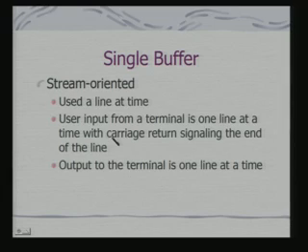Now, when it is stream oriented, different from block oriented, what happens? You use a line at a time. So, user input from a terminal is one line at a time, with a carriage return signaling the end of the line. Output at the terminal is also one line at a time. If you consider a keyboard interface, it is not that for each character the data is read in. You allocate a buffer of a size and you do the read in when there is a new line. That is basically the typical feature of a stream based interface.